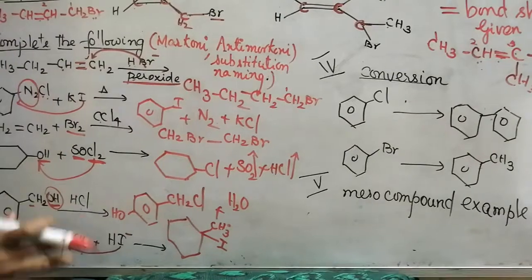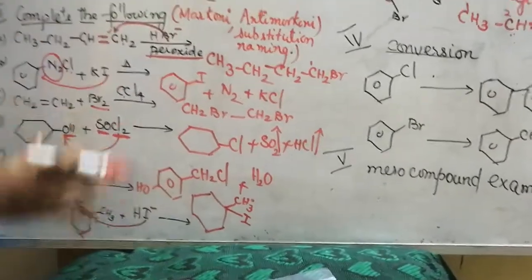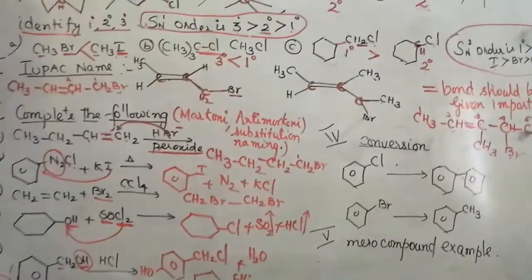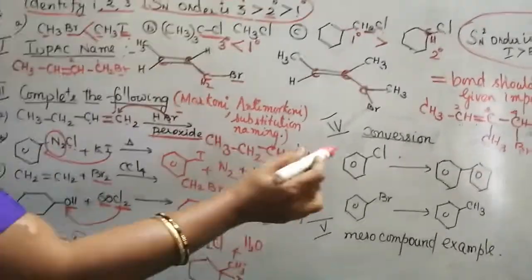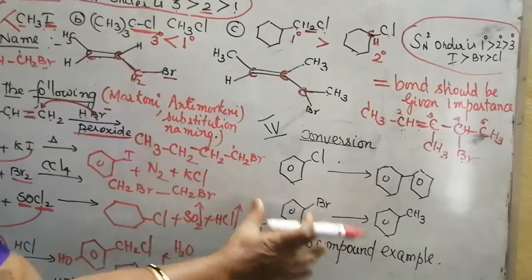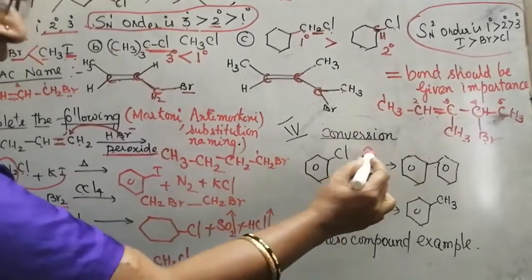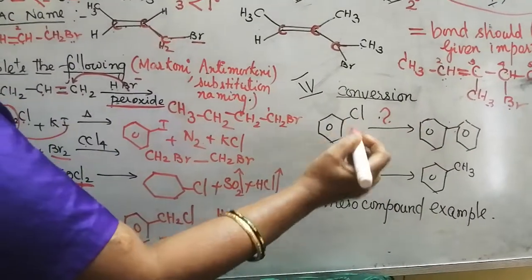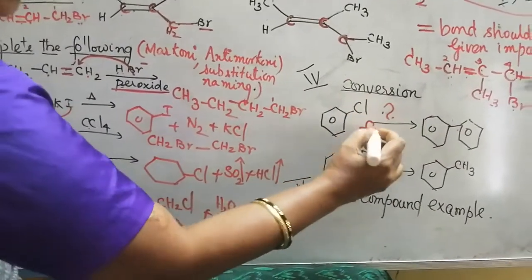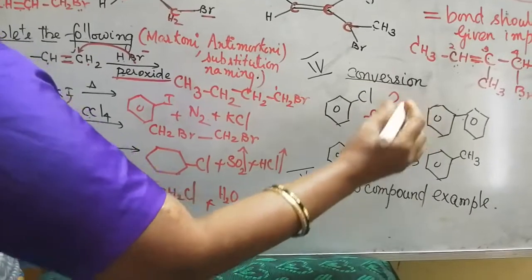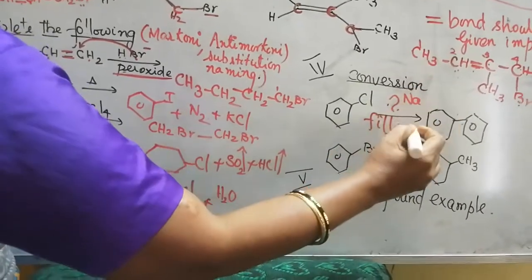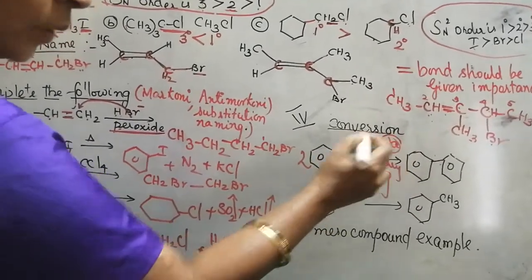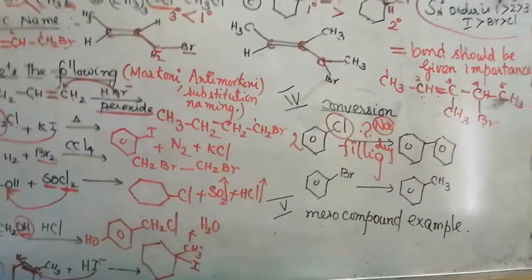Next, questions like this, complete the following reactions, can come from naming reactions, substitution reactions and elimination reactions. Conversions: the same naming reactions I have turned into conversions. You have to write the reagent here. Chlorobenzene is changing into diphenyl. You might have heard about the Fittig reaction. In the Fittig reaction, if you put sodium in the presence of dry ether, two molecules, the two NaCl will be removed and you will get diphenyl.